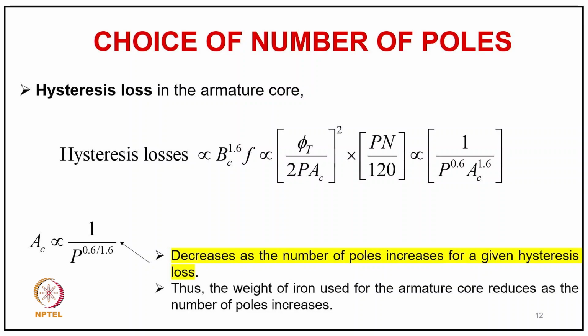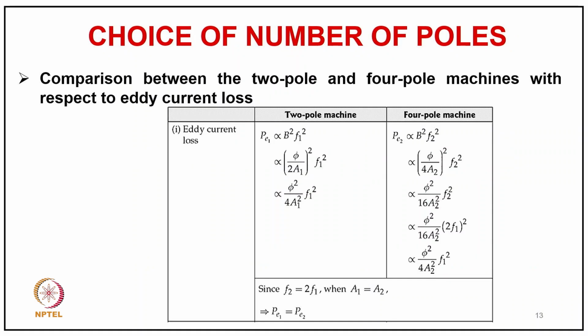Now coming to hysteresis loss in the armature core. Hysteresis loss is proportional to f into B to the power 1.6, where B is the flux density in the core. That will be proportional to phi T upon 2 p Ac to the power 1.6 into Pn upon 120, and that is proportional to 1 upon P to the power 0.6 into Ac to the power 1.6. So Ac is proportional to 1 upon P to the power 0.6 divided by 1.6. So you can say it decreases as the number of poles increases for a given hysteresis loss, and thus the weight of iron used in the armature core reduces as the number of poles increases.